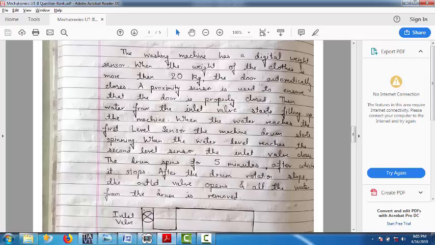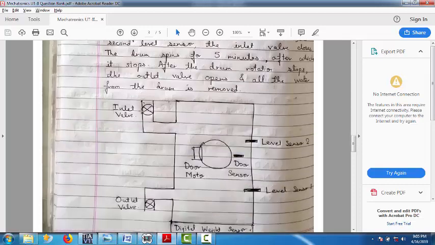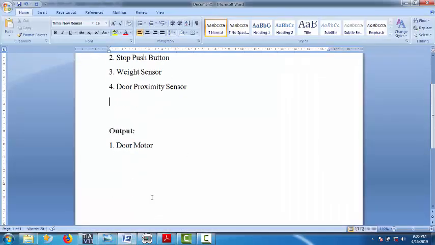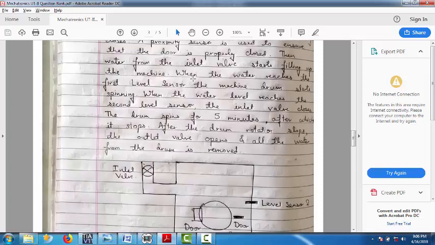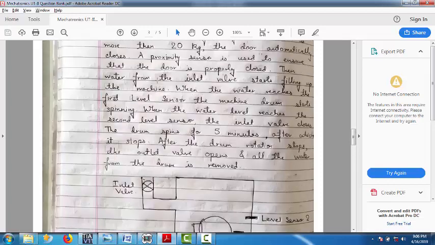Then water from the inlet valve starts filling up the machine. This inlet valve opens and water starts entering into the machine. The inlet valve performs some action, so it is an actuator, and actuators are always outputs. So the inlet valve is an output. Inlet valve is performing some action, so it is an output.